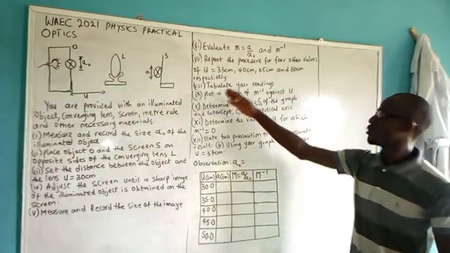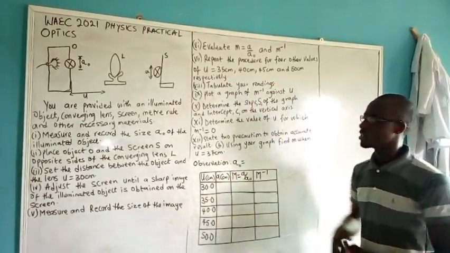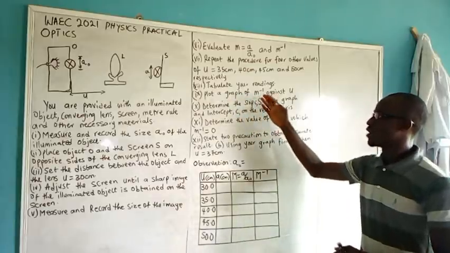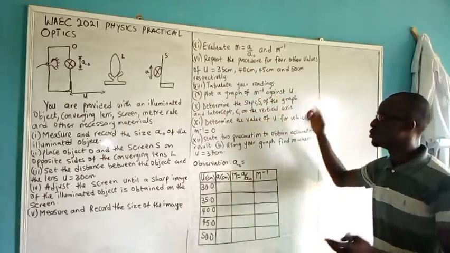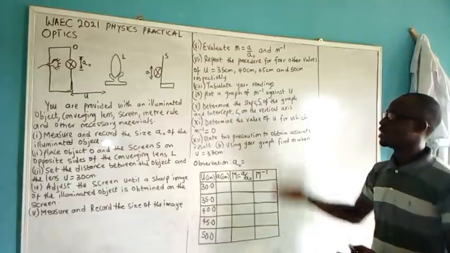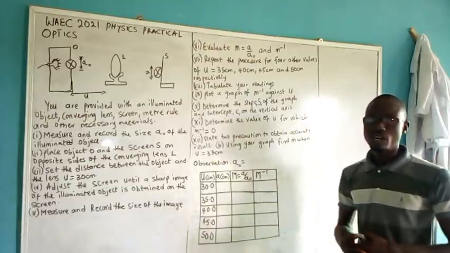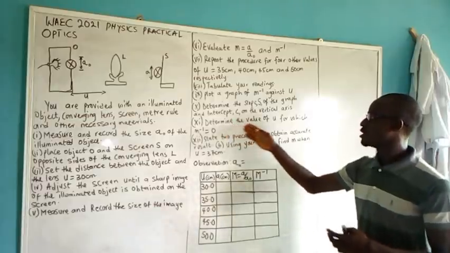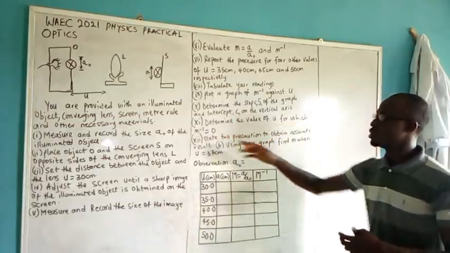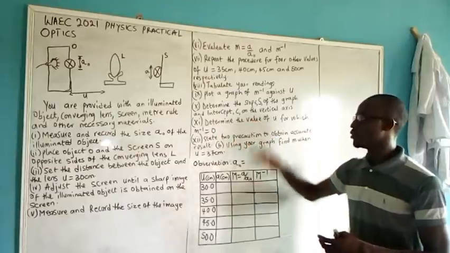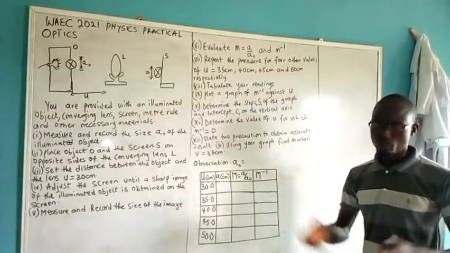Then thereafter we tabulate our readings, which is what I've just explained. Then plot a graph of m inverse against u. Then determine the slope of the graph and the intercept on the vertical axis. Then we determine the value of u for which m inverse equals 0. Then we'll proceed with the question. So let's see how it goes.